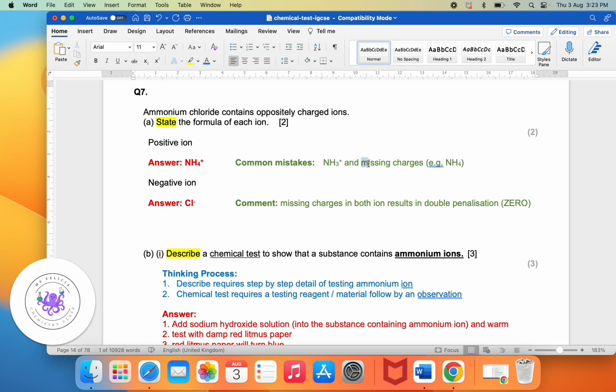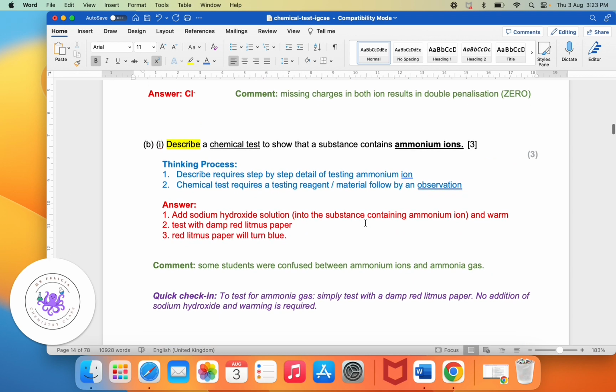In some cases, students write the ammonium formula, but they miss out the plus charge at the top, the superscript. In the question, they want the formula of the ion, and the definition of an ion is that it is a charged particle. So if you miss out the charges on both ions, for example, you just write NH4 and Cl without the plus charge for ammonium and negative charge for chloride, you actually get double penalization. That basically means you score 0 out of 2 for this question. So take note of all these things.